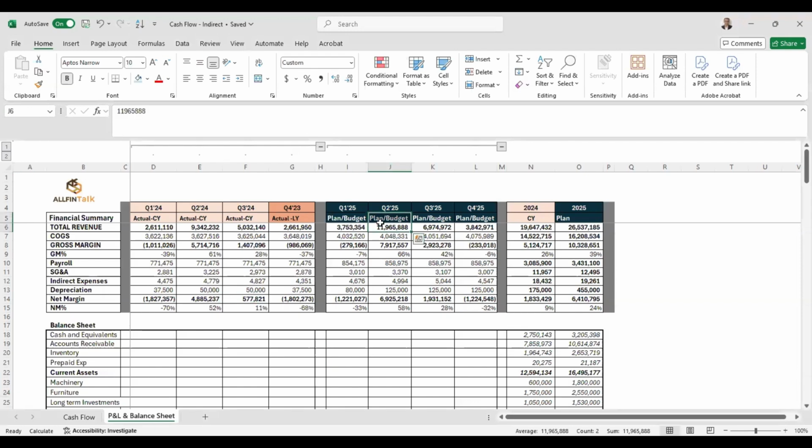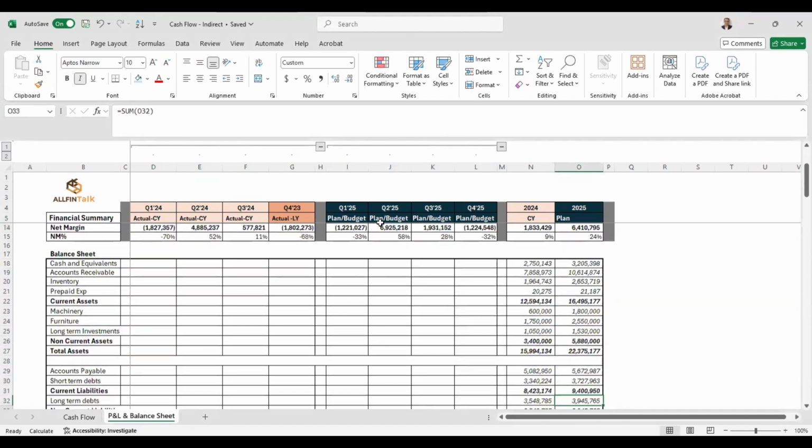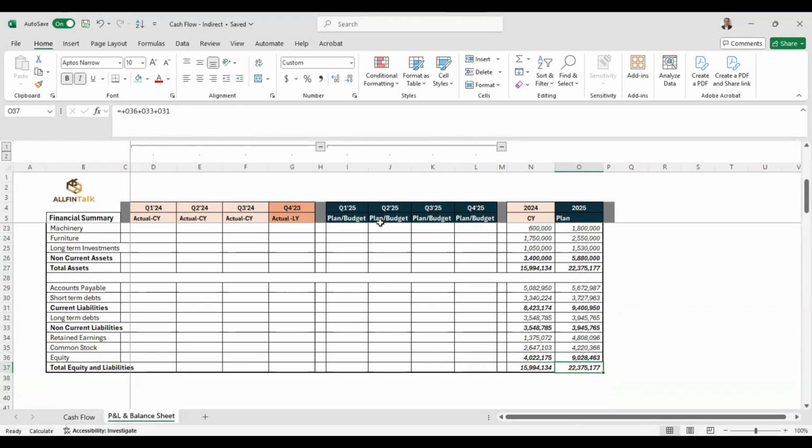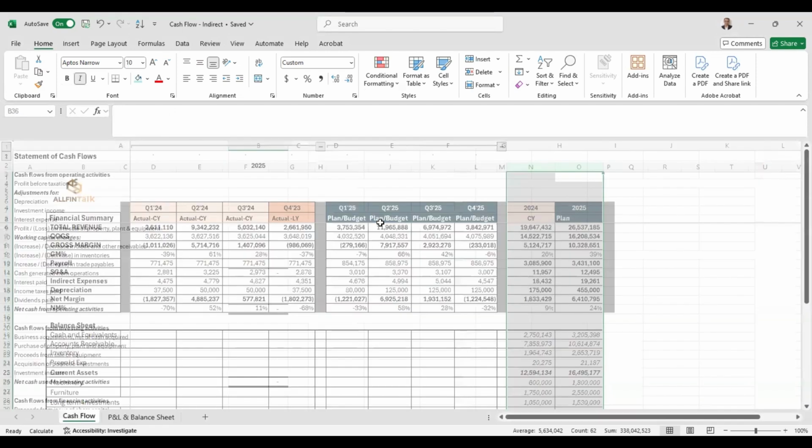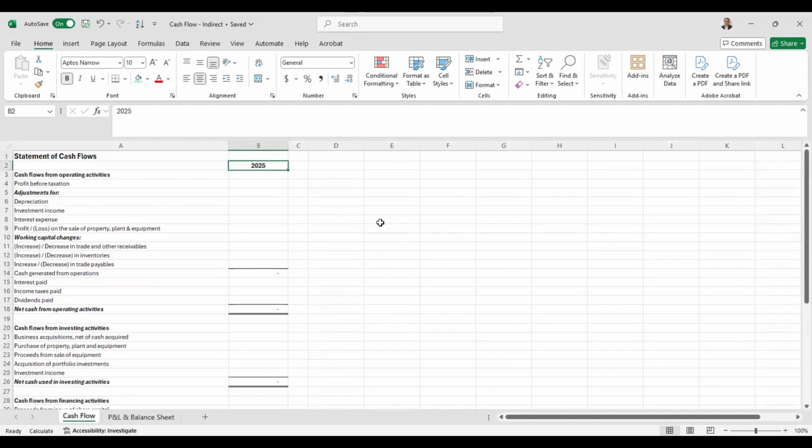Let's understand all of this with the help of an example. So what you're seeing on your screen are the P&L and, at the bottom, we have the balance sheet. The planned 2025 numbers, and this is the actual numbers for 2024. So we have the P&L for these 2 years, and at the bottom we have the balance sheet for these 2 years.